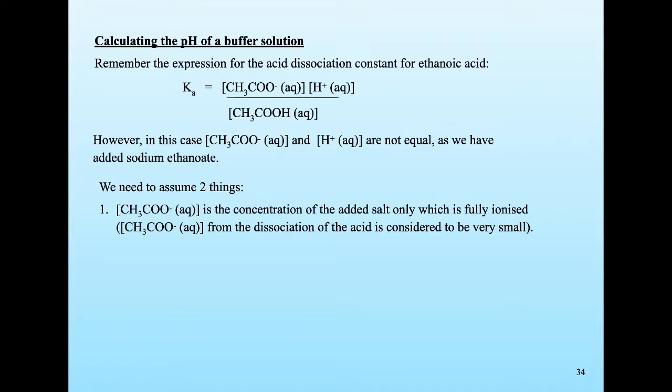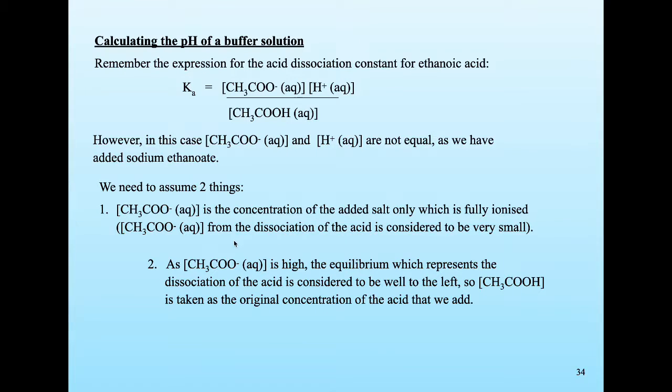So we have to assume a couple of things for this to work. We have to assume that the concentration of the ethanoate ions is just from the added salt. We don't get any ethanoate ions from the dissociation of the acid because it's considered to be so small that it's insignificant. And the second assumption is, as the concentration of the ethanoate ions is high, the dissociation of the acid will be very far to the left. So the concentration of the acid is considered to be the original concentration of the acid that we add.